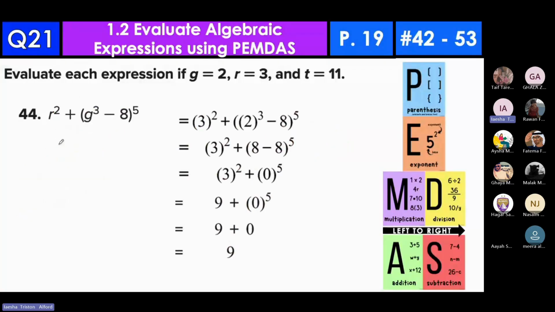This one, same. You're not writing R, parentheses. The 2, keep it up. The plus, keep it down. The parentheses, you can keep it. For the G, you need to put another parentheses. For the 3, you keep it up. The subtract, you keep it here. The 8, you keep it here. The parentheses, keep it. The 5, keep it up.